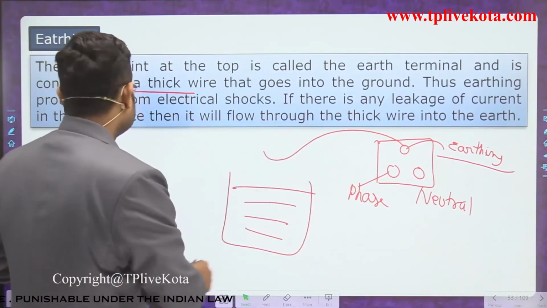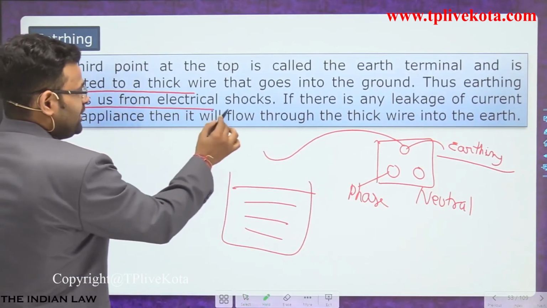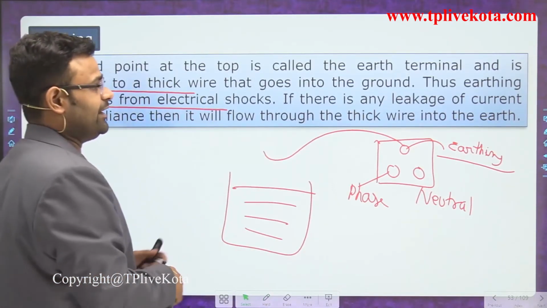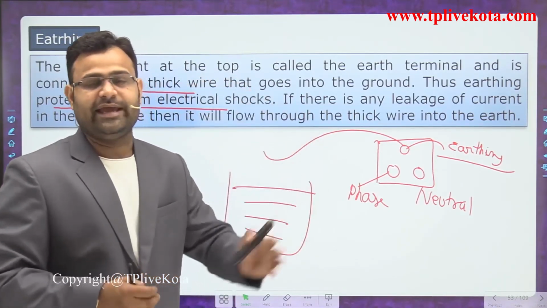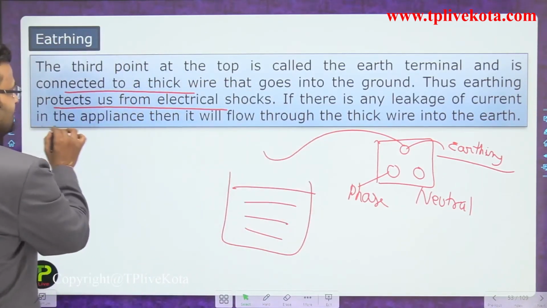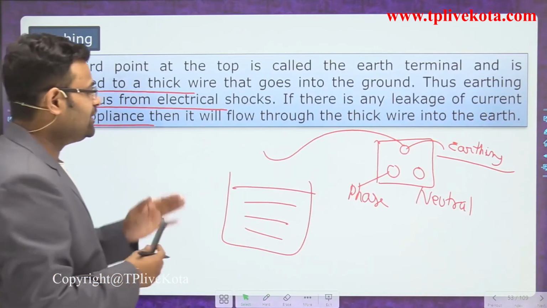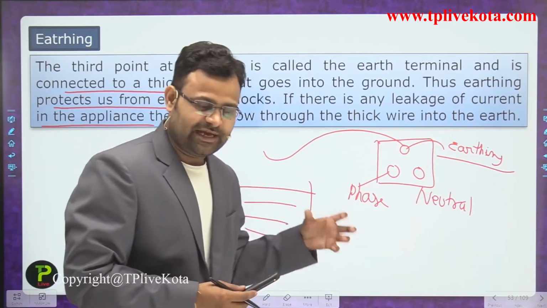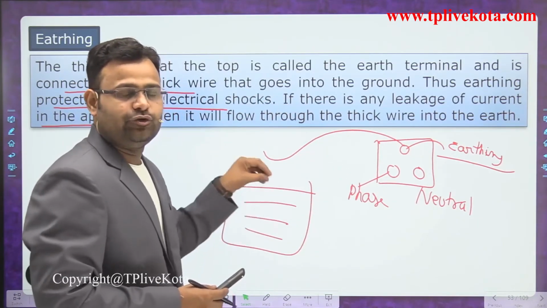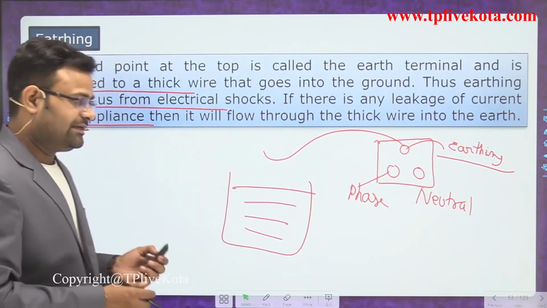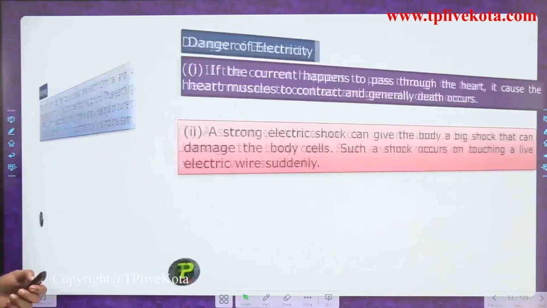So does the earthing protect us from electrical shocks? It protects us from electrical shock if there is some leakage of current in the appliances. Then all the extra current, the maximum amount of current, will flow through the thick wire into the ground. Okay, that is the use of earthing.